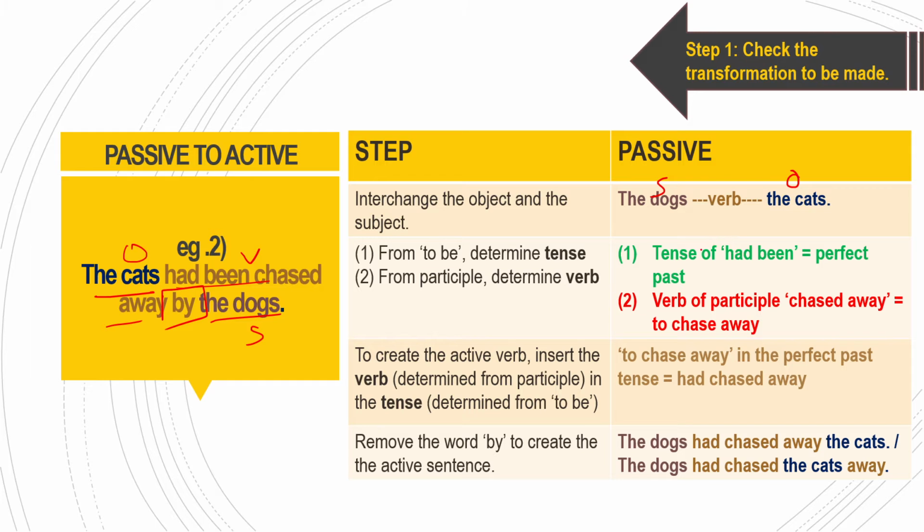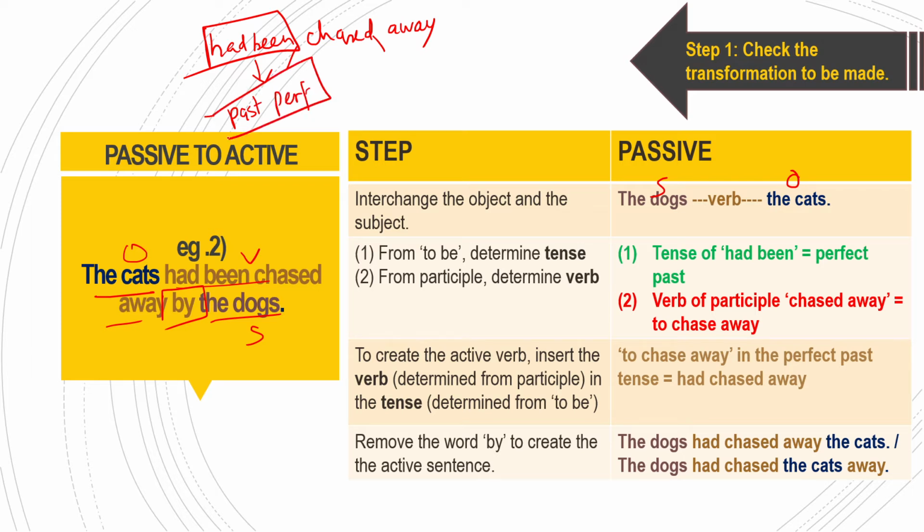Okay, and now when you need to work on the verb, had been chased away, you need to find out two things. From had been, what tense of the verb to be is it? Had tells you past, this tells you perfect. So you know the tense is the past perfect. Chased away is the participle of which verb?